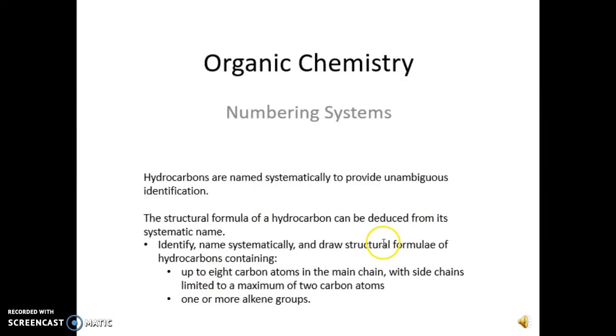Hello people, this tutorial is going to talk about a numbering system in organic chemistry for hydrocarbons. Here I've got the list from the subject outline of what you need to be able to do. Hydrocarbons are named systematically to provide unambiguous identification. The structural formula for a hydrocarbon can be deduced from its systematic name. That's what we've been going through in class, and this tutorial is about today.